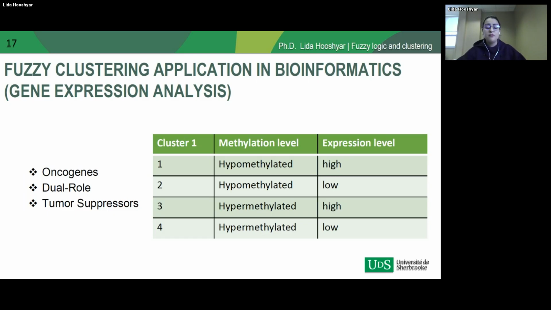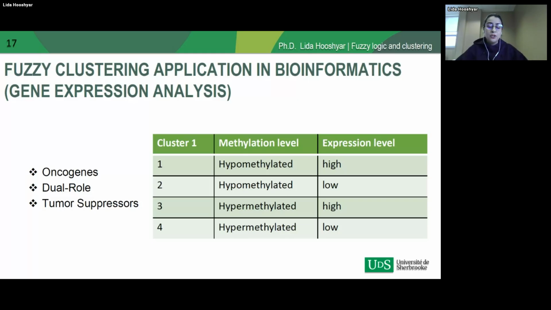Oncogenes are genes that have a positive effect on tumor progression, but sometimes genes have a negative correlation. They could have a negative effect on tumor progression. In fact, they suppress the tumor and prevent it from progressing. But sometimes these genes have a dual role. They could be, at the same time, oncogenes and tumor suppressors. So here is the idea to use fuzzy C-means clustering, because these genes belong to both clusters at the same time.